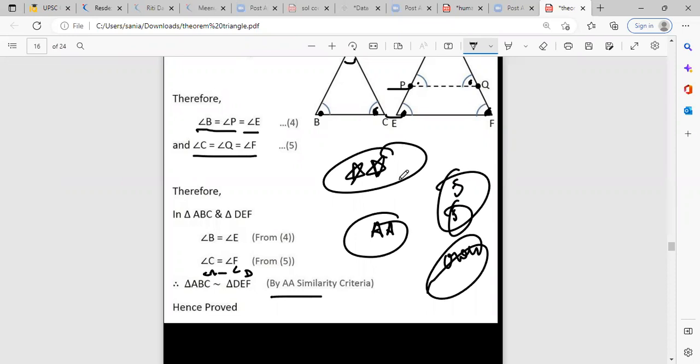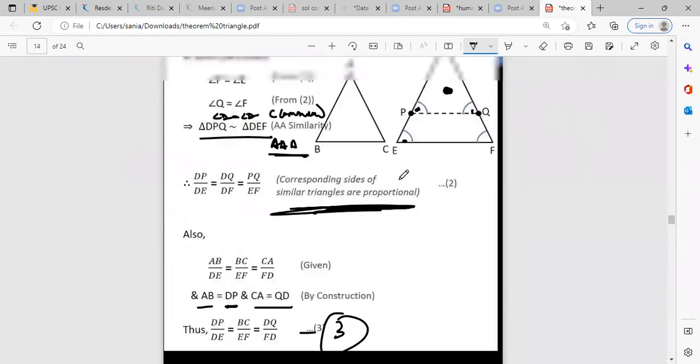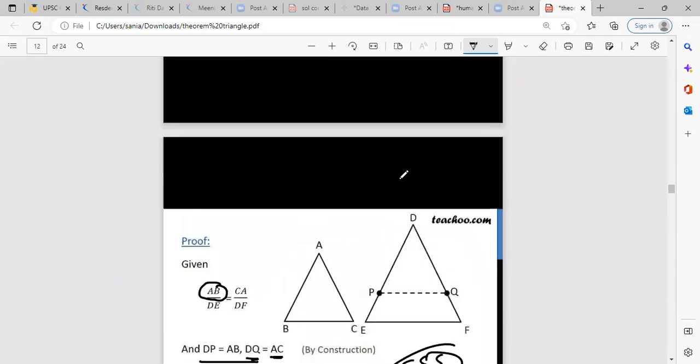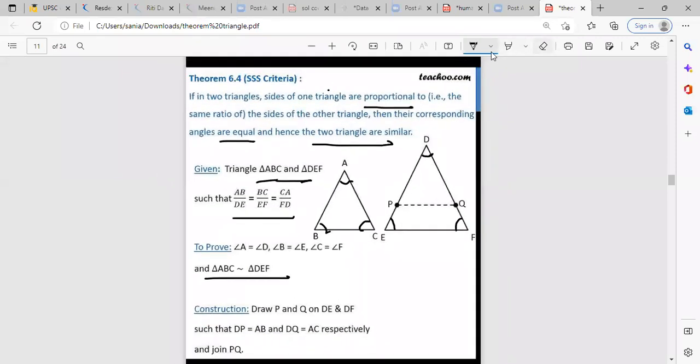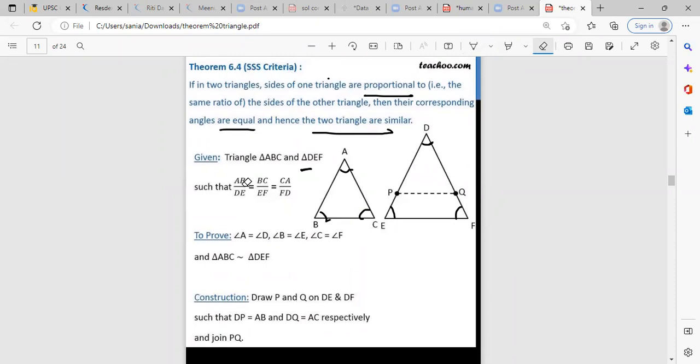So let's just start from here. Let me just erase it, and you don't need to draw diagrams again. Given, proof, no need to write it down because you already know this. You can just write SSS criteria, given, proof, construction, and then I'll scroll it down.